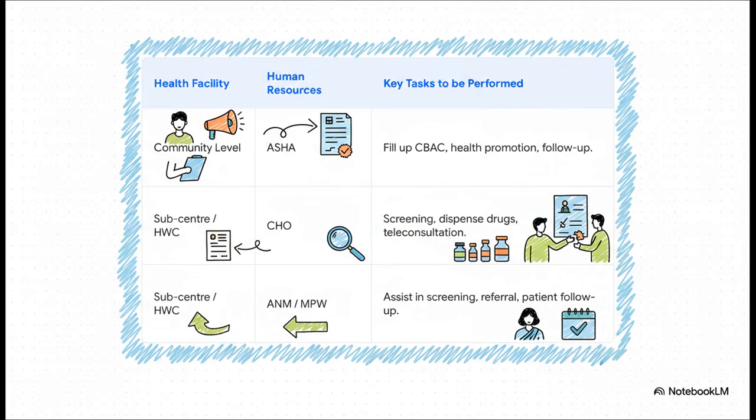You've got the ASHA worker starting things off with that CBAC checklist, then the community health officer steps in for screening and meds, and finally, the ANM and multipurpose worker help with referrals and follow-up. It's a real team effort.